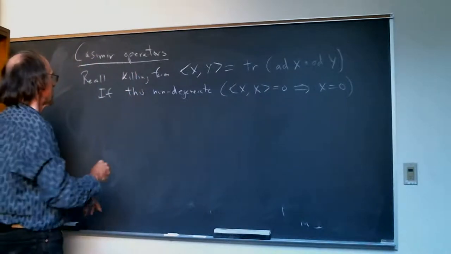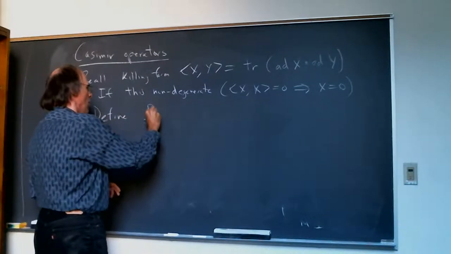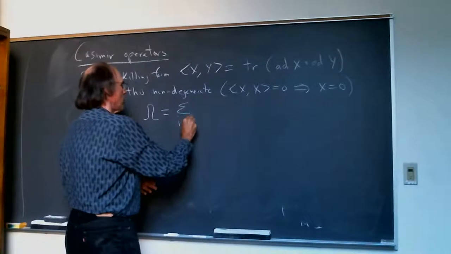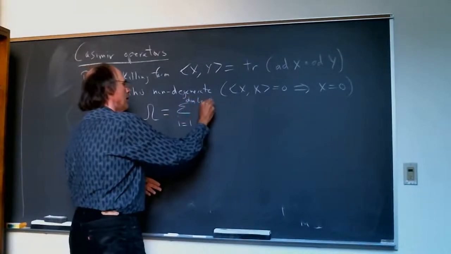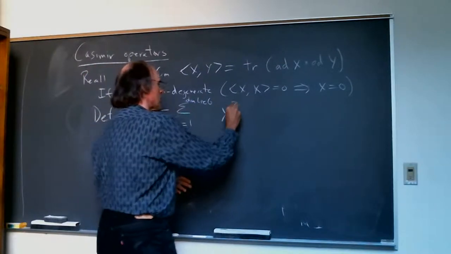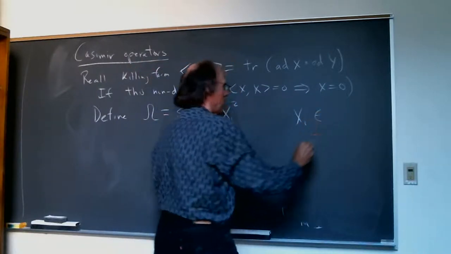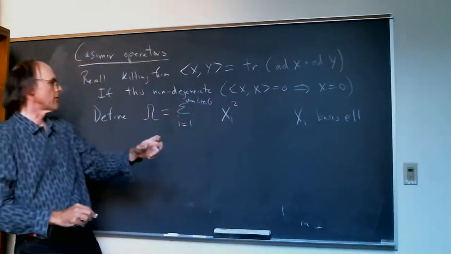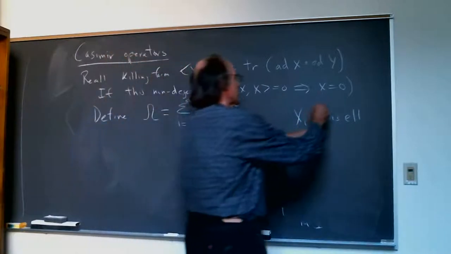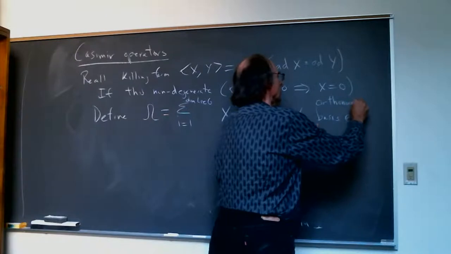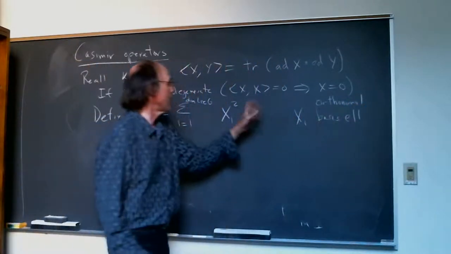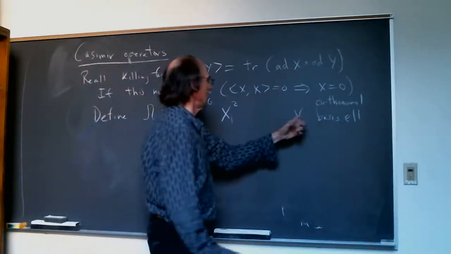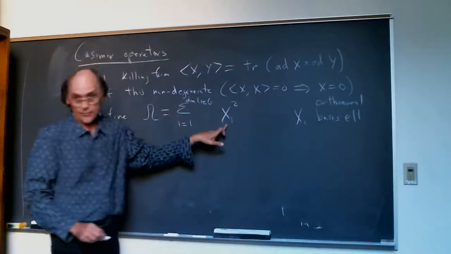And one thing you can do with this is define what I'll call omega. You pick some basis, i equal to 1 to the dimension of Lie G, and you take xi squared, where xi is a basis element. One way to say this is, let's just say orthonormal: if I have a non-degenerate bilinear form, I can find an orthonormal basis, and then I just write the sum of the squares of these.